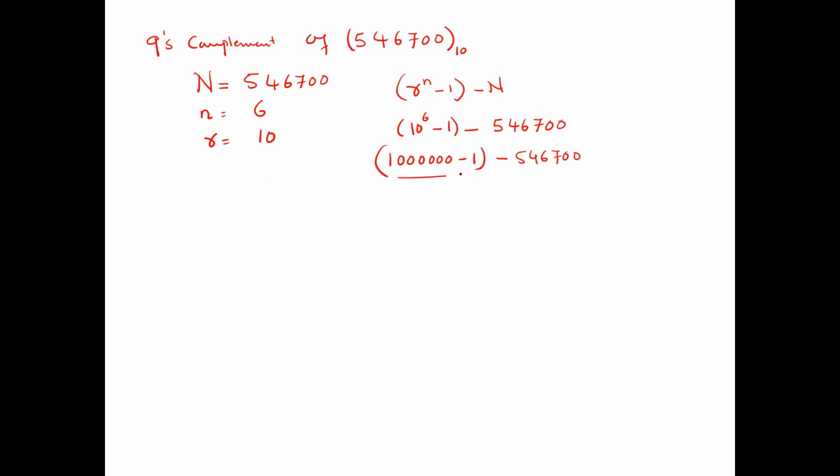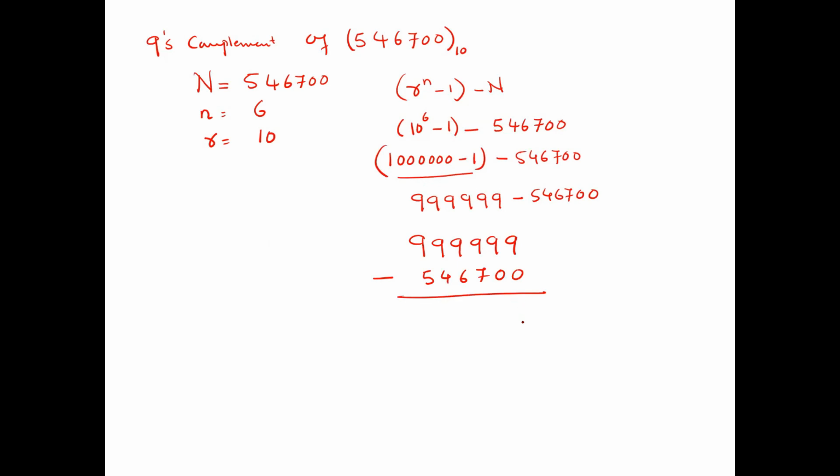54670. Again, you simplify this, you will get 9 9 9 9 9 9 minus 54670. After you subtract this, 9 9 9 9 9 9 minus 54670, you will get 9 9 2 3 5 and then 4. So 945329 is the nines complement.